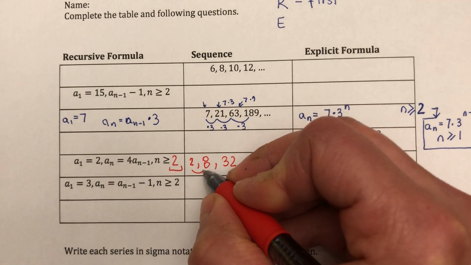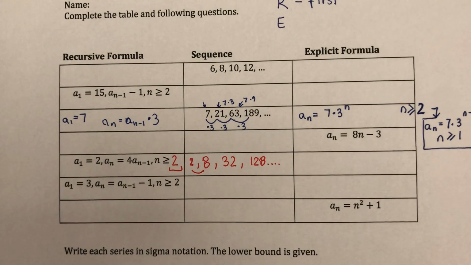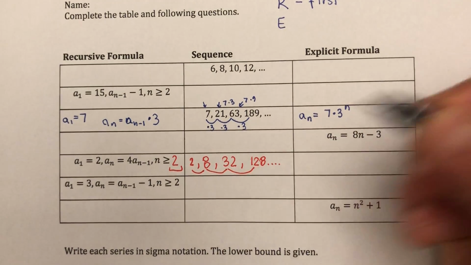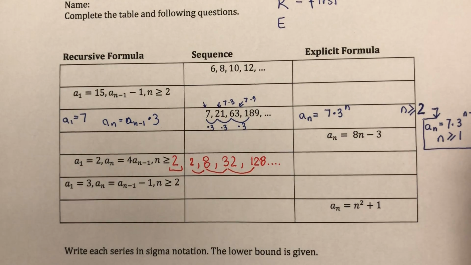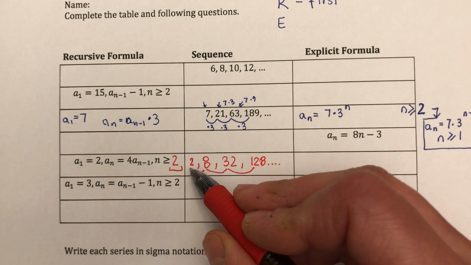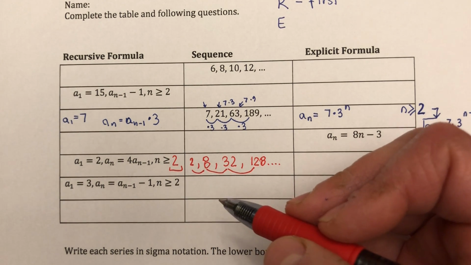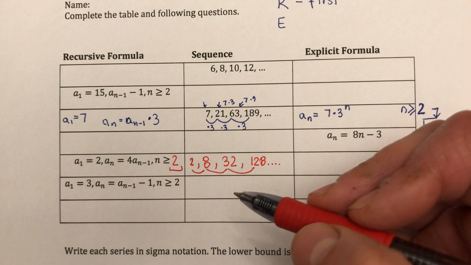Well, I see that this is multiplied by 4. I see that this is multiplied by 4. I see that this is multiplied by 4. However, is there a better way to describe the 8? Maybe somehow in terms of the 2, maybe somehow in terms of the exponent. Well, let's see what we can do here.